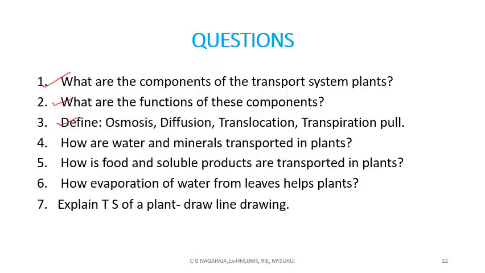How are water and minerals transported in plants? You say it is transported by means of xylem, especially through a process called osmosis. How are food and soluble products transported? For that you have to explain translocation. How does evaporation of water from leaves help plants? It helps in creating a suction pressure, and pulling the water upwards helps in ascent of sap.